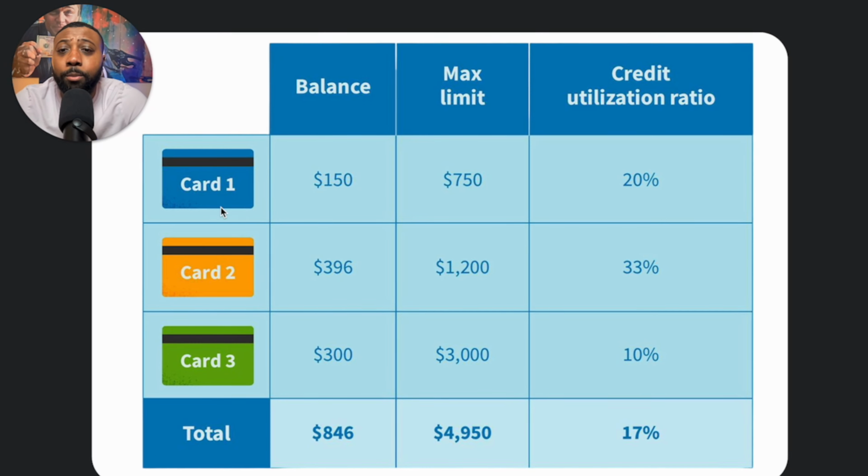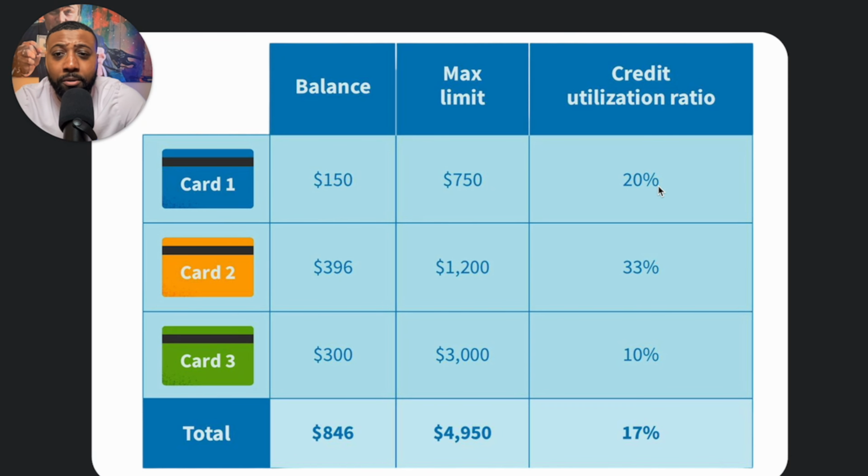So this is a very simple breakdown, and this is 3 cards right here. The balances on these cards are as follows: $150, $396, and $300. So you have a total balance of $846. This is what's going to be shown as a total balance on your credit profile. These cards each respectively have a credit limit of $750, $1,200, and $3,000. So the total max credit limit is $4,950. And as we see here, all these cards have different utilization.